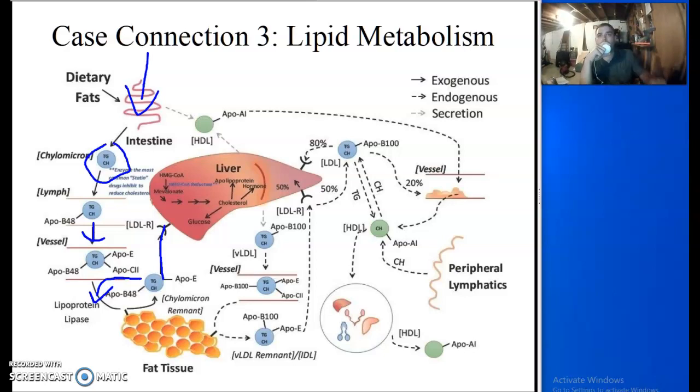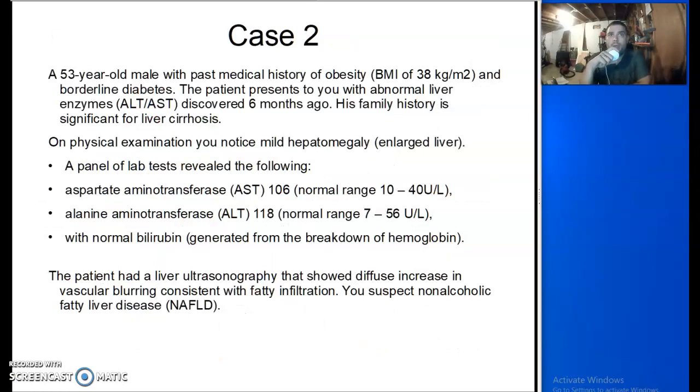to our first case study, and that is going to be involving a 53-year-old male with a medical history of obesity and borderline diabetes. The patient does present with an abnormal liver enzyme test, as you can see. His AST is 106, which is almost triple the upper range of normal, with his ALT being about 118, which is more than double the upper range of normal. Normal bilirubin is going to indicate there won't be any jaundice in this patient.